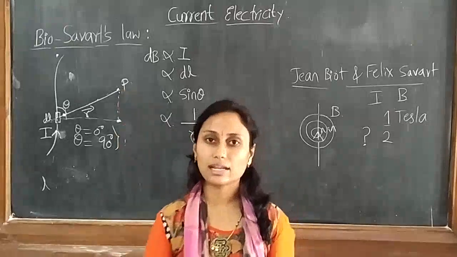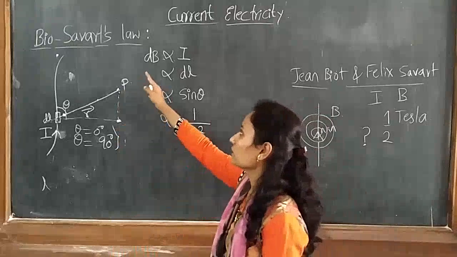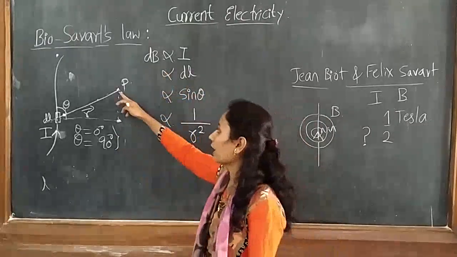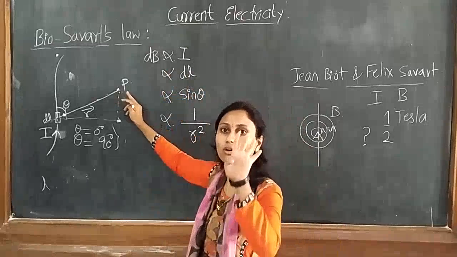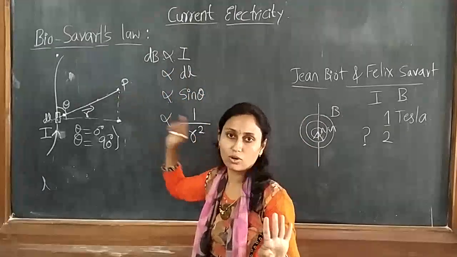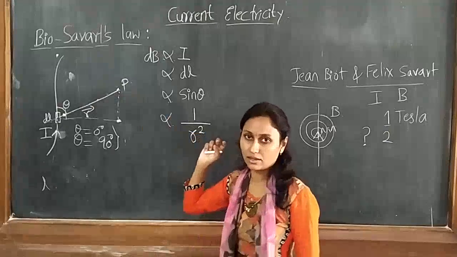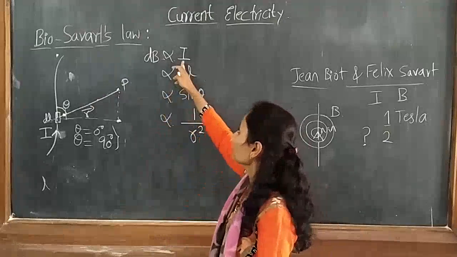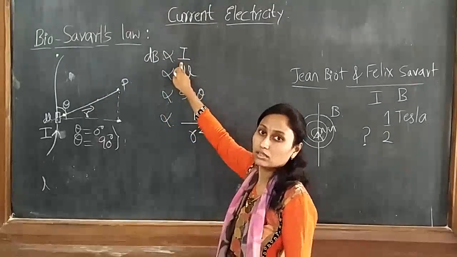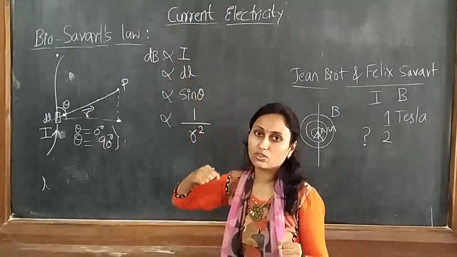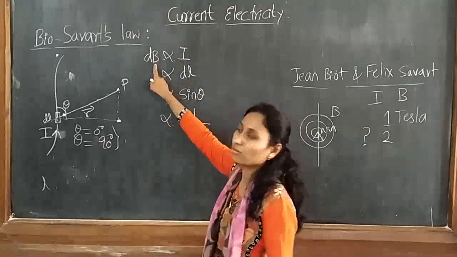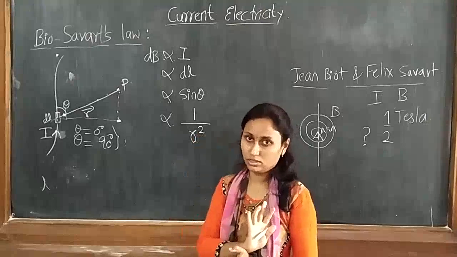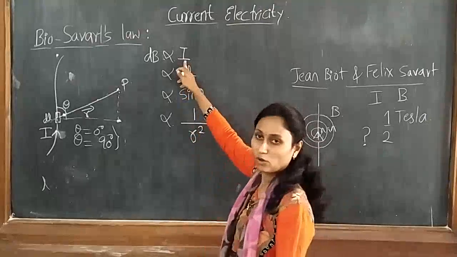So from this we come to know Biot-Savart law says that the magnetic field at any point depends upon 4 quantities. It depends upon how many quantities? 4 quantities. The first quantity, and this is the most important quantity, is nothing but the current, the strength of the current. As the strength of the current increases, the magnetic field also increases. Or if it decreases, the magnetic field also decreases. So it depends upon the strength of the current.